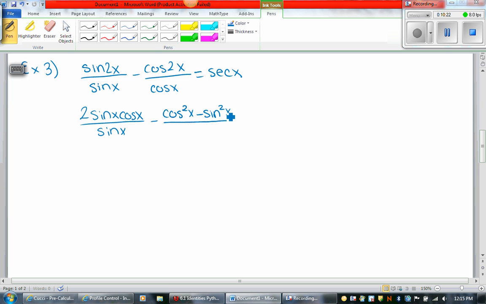And the reason being is if you look at this term, we're using both sine and cosine. I'm going to try and keep it consistent. Okay, so what winds up happening here is my sines cancel, and I get 2 cosine x minus this term.